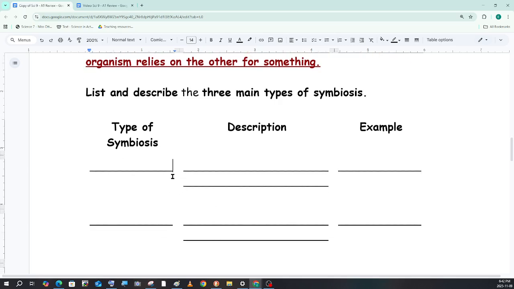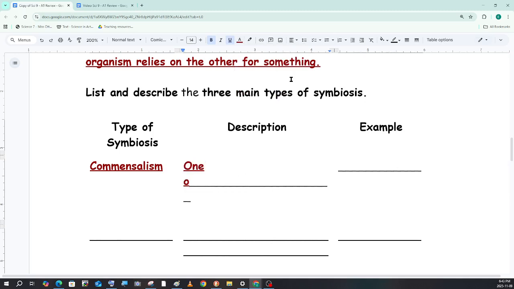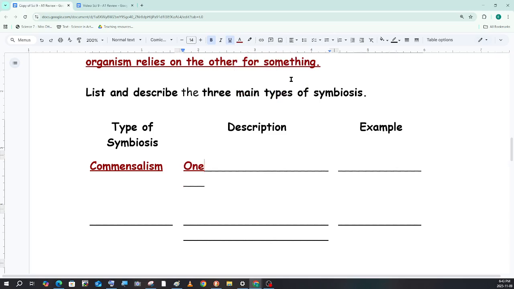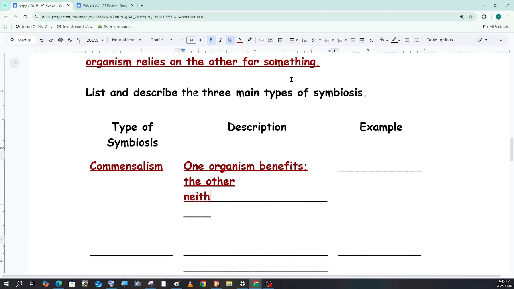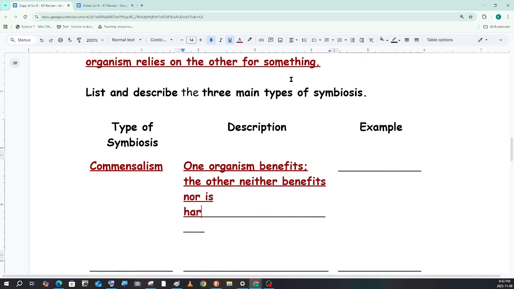All right, so the next thing we were tasked with doing was to list the three types of symbiosis and provide a brief description of each as well as an example. All right, so let's start with commensalism. In commensalism, one organism benefits, the other neither benefits nor is harmed.